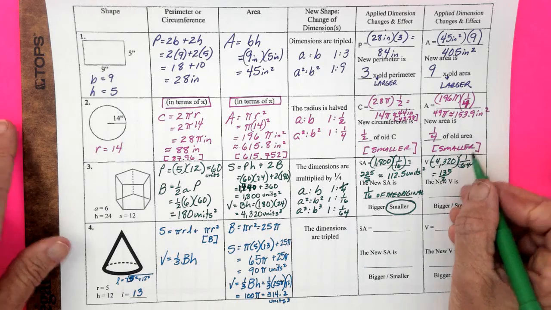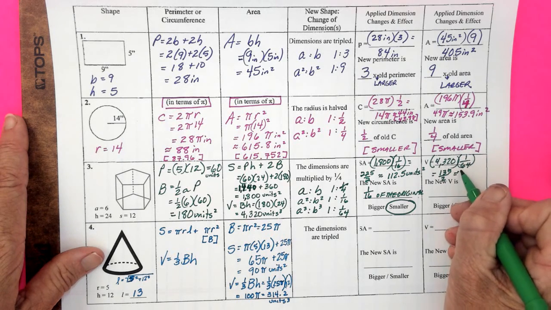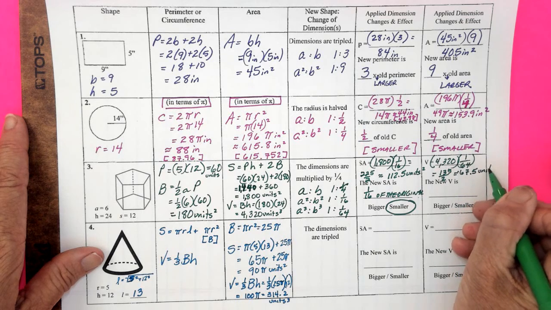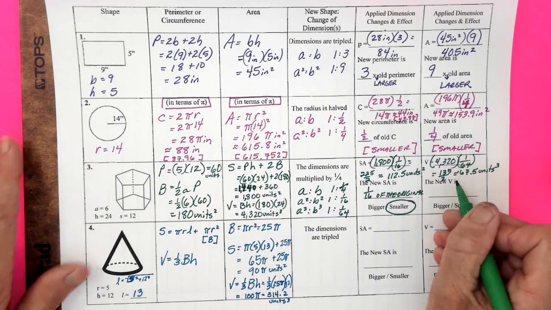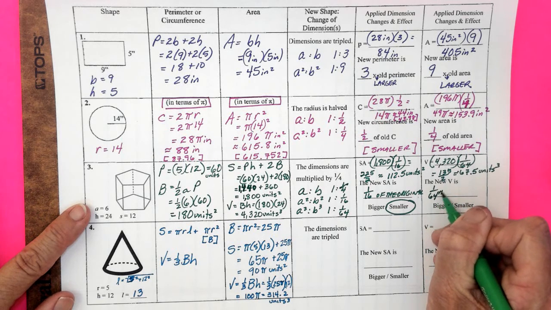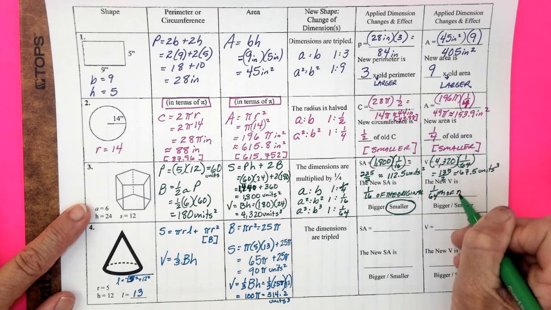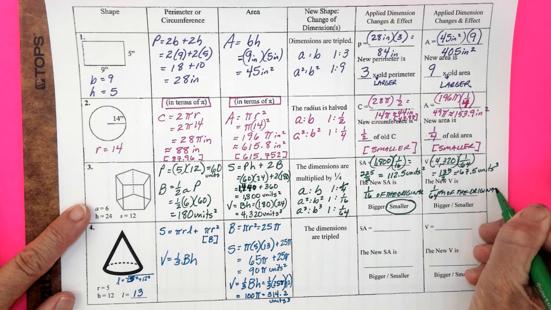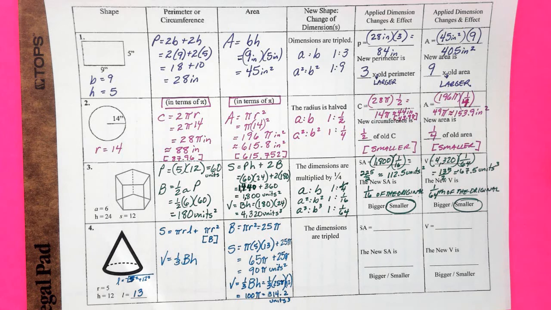And that new value will be 67.5 units cubed. The new volume is 1/64 of the original. It is smaller. The last example on the front page, and that may be all you need.